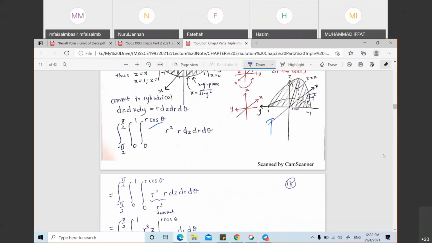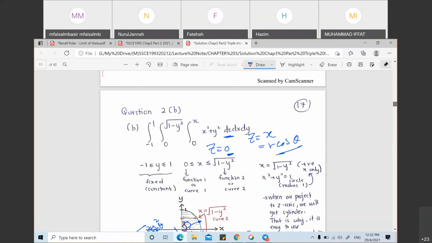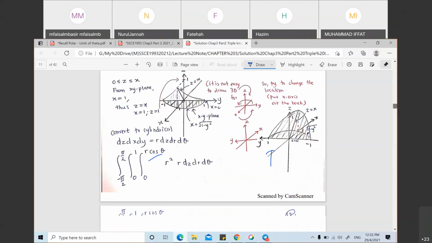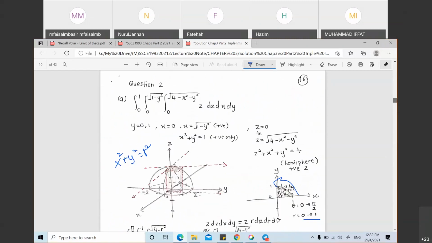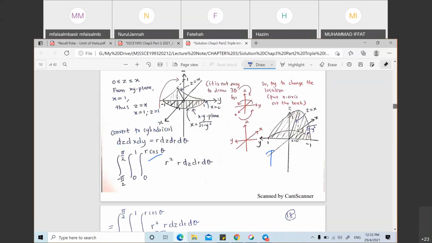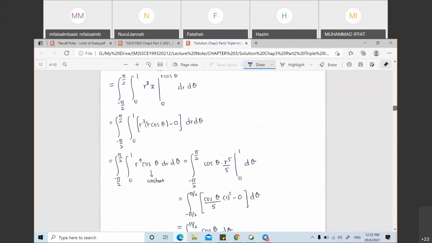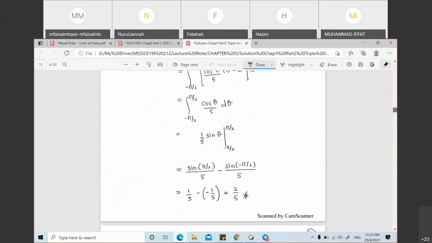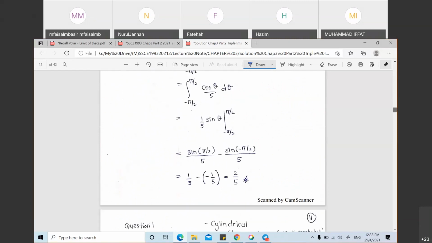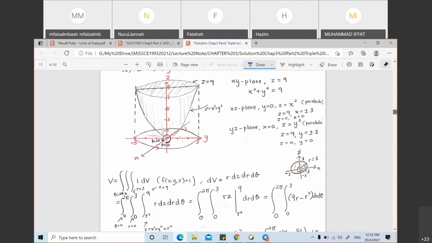So sometimes we can see without sketching, but we have to sketch to get the marks. Then the others are just calculations. Maybe some of you can use the identities. Okay.